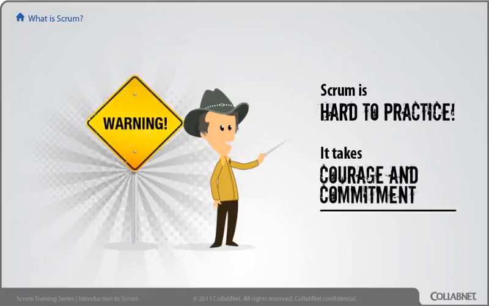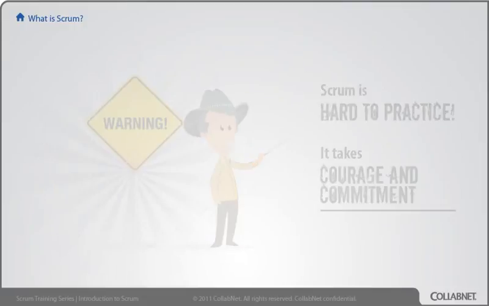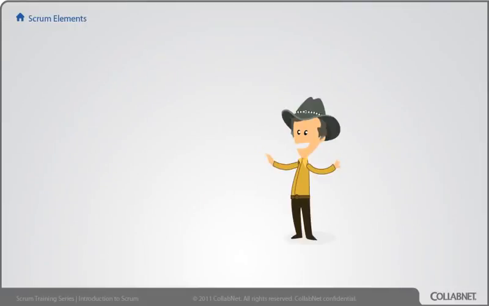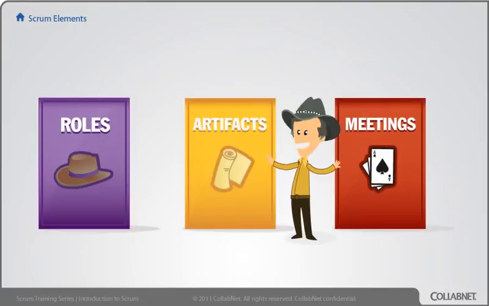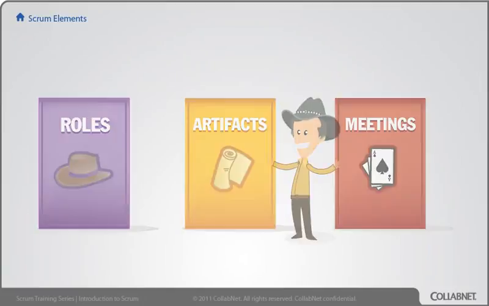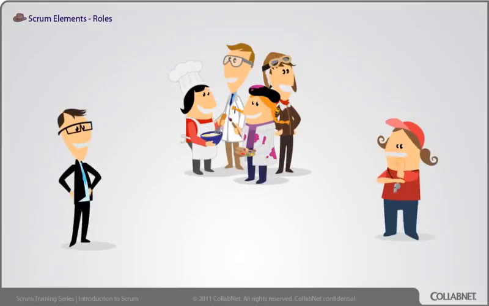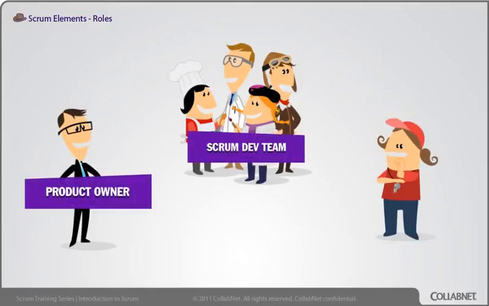Healing the organizational impediments exposed by trying to do Scrum is more important than, quote, doing Scrum. But this path to mastery starts with learning the framework properly. Scrum provides a structure of roles, meetings, rules, and artifacts. Let's do a quick overview of them now. There are only 3 roles defined by Scrum, and we'll go through each one: Product Owner, Scrum Development Team, and Scrum Master.